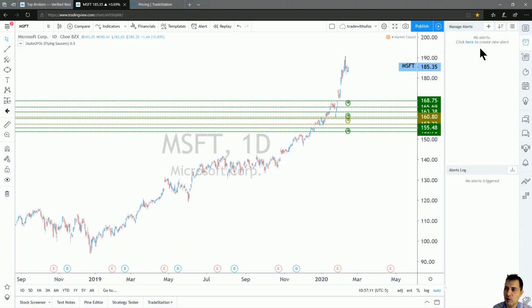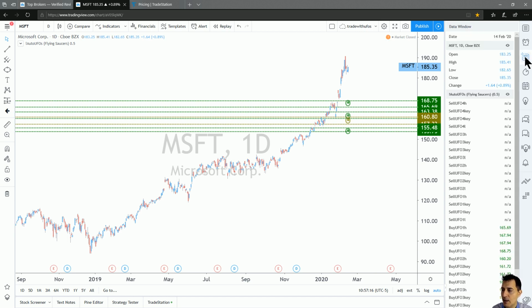Again, with a free version, you can add one alert. With the pro version, you have no limits for the alerts. Then you have a data window here.